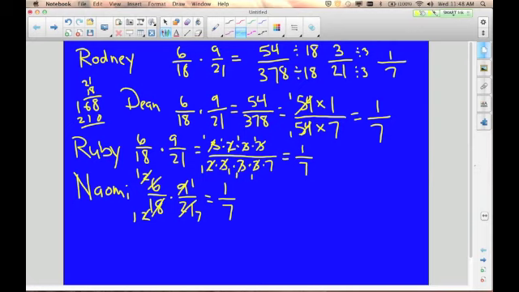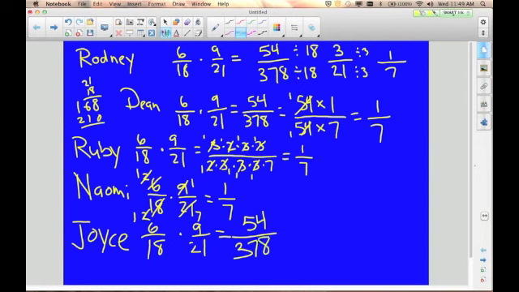Fifth, we have Joyce. Joyce, in my eyes, is very good at math. So Joyce does what Rodney and Dean did, which is multiply the numerators. 6 times 9 is 54, and 18 times 21 is going to be 378. Then Joyce magically sees that she could take 54 and 54 out of the answer. So she divides that by 54, it's 1. She divides that by 54, that's 7. And she knows her final answer is 1/7. That's a correct answer, but hard to see.